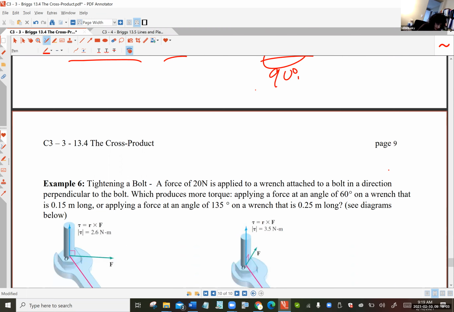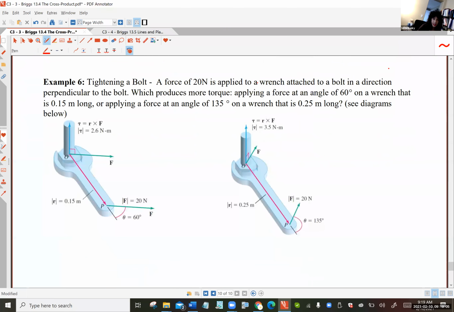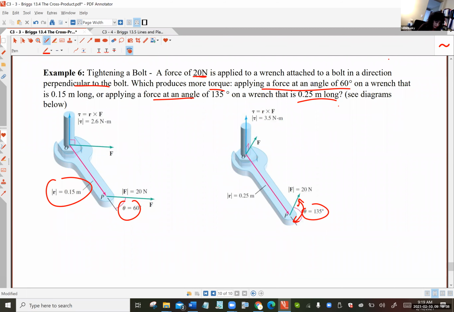Okay, now we're going to do a quick example here. And this is similar to what you'll see in your Briggs MyMathLab homework. So a force of 20 newtons, that's the metric system, is applied to a wrench attached to a bolt in a direction perpendicular to the bolt, which produces more torque, more twisting power. If we apply a force at an angle of 60 degrees, here's 60, on a wrench that's 0.15 meters long, or applying a force at an angle of 135 degrees here on a wrench that's a quarter of a meter long. Yeah, no, whatever.